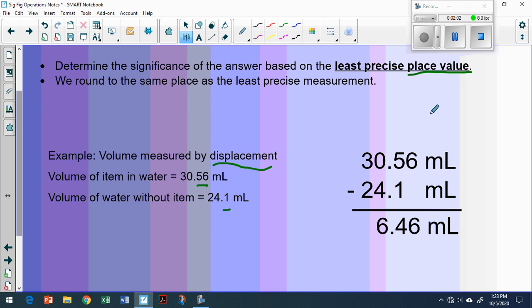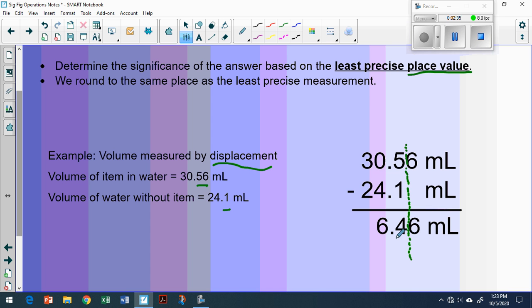So when we look at our calculation over here, I like to line it up vertically because it gives us a nice way to cut off and identify where we know the whole value versus where we don't. The calculator would tell me that 30.56 minus 24.1 equals 6.46. However, because this is estimated, we don't know if it's 0.14, 0.11, or it could be 0.08 and be rounded to 0.1.